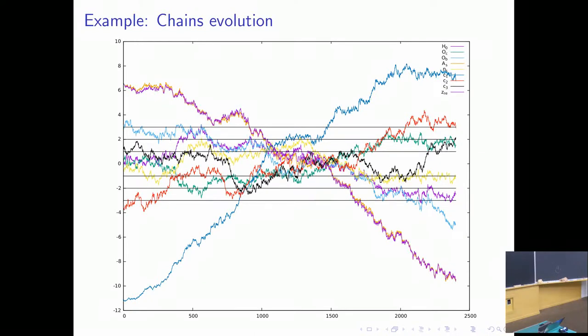in your MCMC. So you see some parameters are quite nice here, fluctuating between minus 2 and 2, but you have some parameters that are just evolving. So we are far from mixing here.